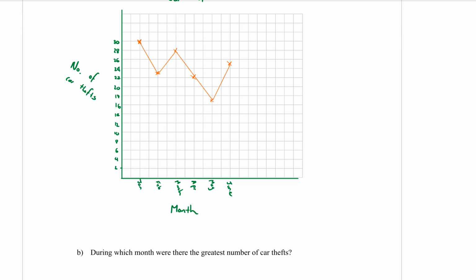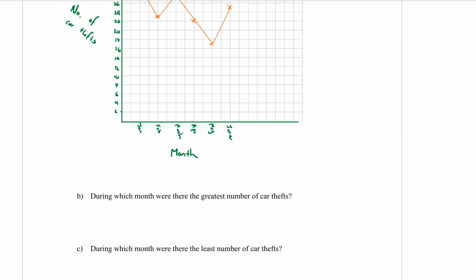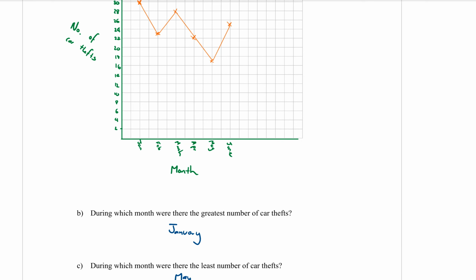Yes, Anton. January. January, excellent. The first one was the highest. And C, during which month were there the least number of car thefts, Cash? May. Yes. So you're just looking for the highest point on the graph was in January and the lowest point was in May. Easy as that. Okay, do we have any more on the next page?